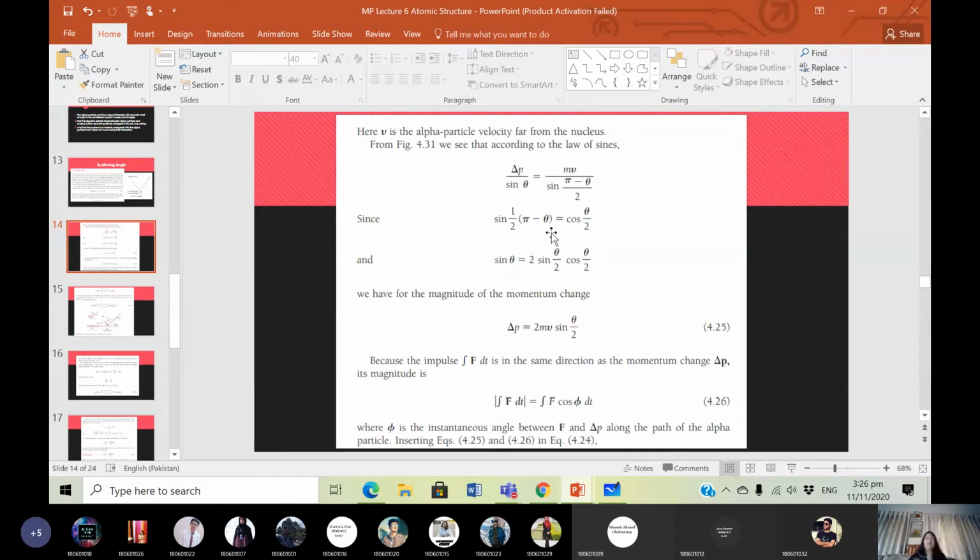And we know that sin(90 minus theta over 2), for example, is equal to cos theta over 2, just as sin(90 minus theta) is equal to cos theta. तो इसलिए हमने इसको cos theta over 2 लिख लिया. ये समझ में आ गया ये किस तरह से लिखा है हमने?